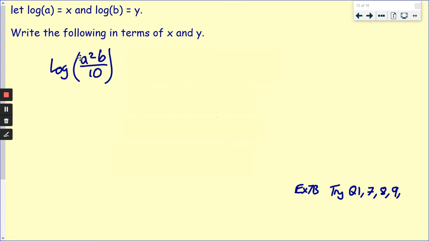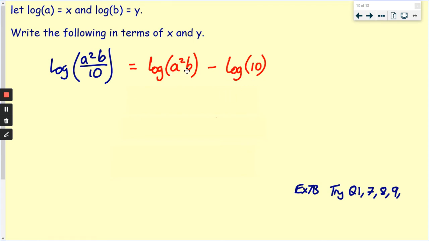So notice here, I've got something divided by another thing. I'm going to treat this as one item, and I'm going to treat this as a separate item. And so because we're dividing, we can use the subtraction rule. Here, log doesn't have a base written there, so this must be log to the base 10. So it's saying this is the power that I have to raise 10 to get 10. Well, 10 to the power 1 is 10, so this must be 1.